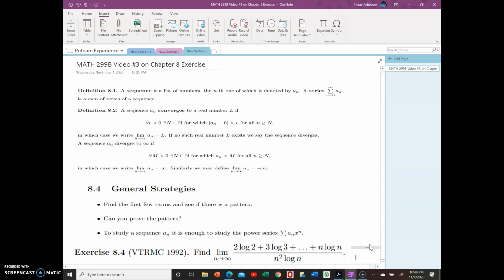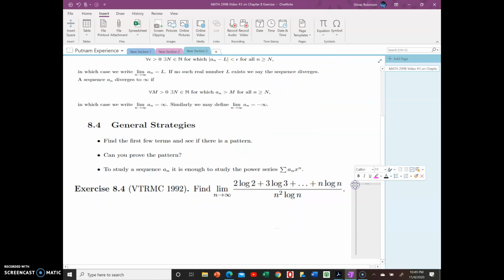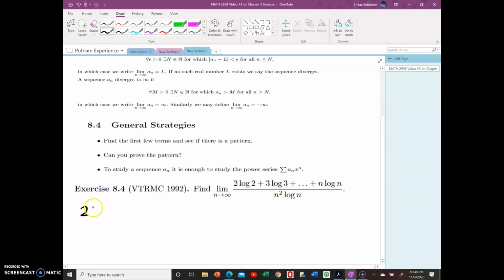So I think the best way for me to solve this problem is to plug in infinity and see what happens. So if we plug in infinity, we want to have 2 log 2 plus 3 log 3. Oh, that's a mistake. 3 log 3. Yep. Ellipses.